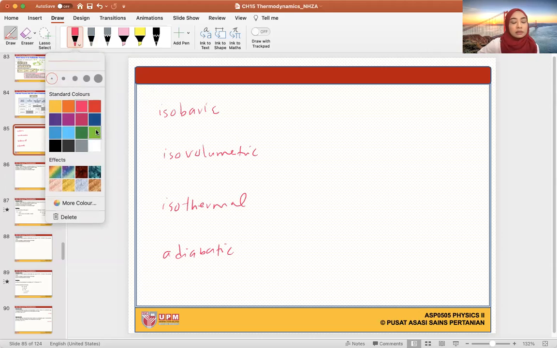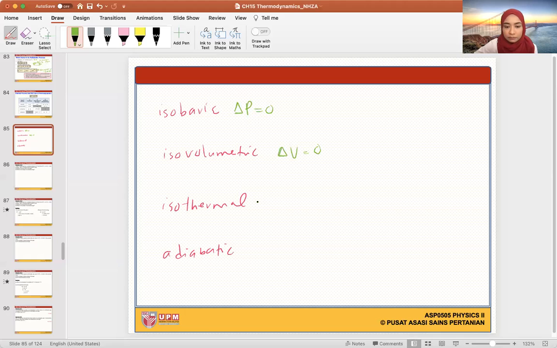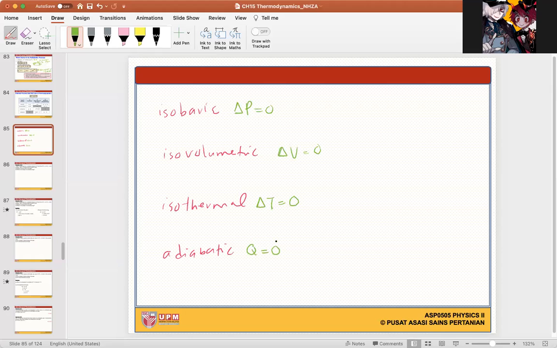What is constant for isobaric? Pressure. Okay, iso means same, bar means pressure. Isovolumetric? Volume. Okay. Isothermal, thermal? Temperature. Adiabatic? Q, the heat energy, Q is zero. Okay, so the change of heat, yes.